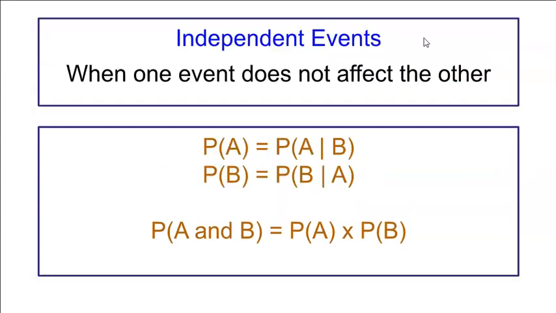So in summary, independent events are when one event does not affect the other. You can check by seeing if the probability of A equals the probability of A given B. You could also check to see if the probability of B equals the probability of B given A. And then the other method would be to see if the probability of A and B equals the probability of A times the probability of B.